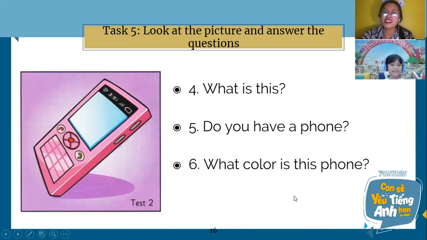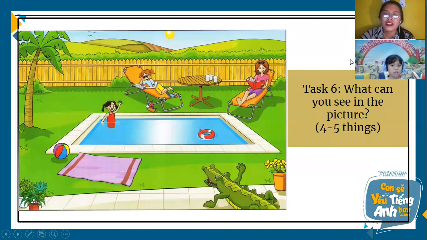Okay. So that's one. And for task six, can you see that picture? Yes, I see. Give the teacher four to five things. I see the alligator. Oh, alligator. What else? Teacher, it's the people. No, teacher. Things, not people. Things that you can see in the picture.